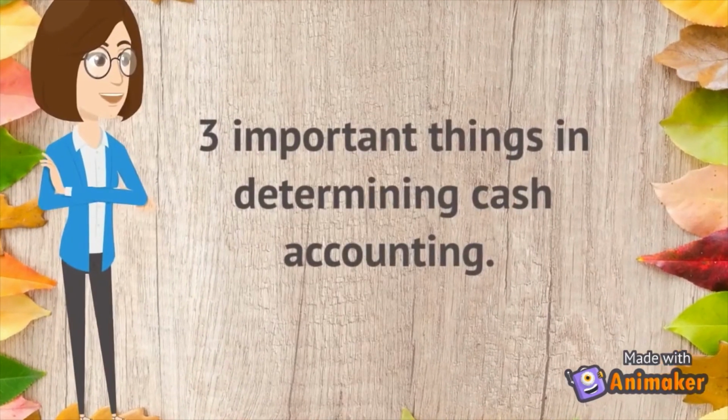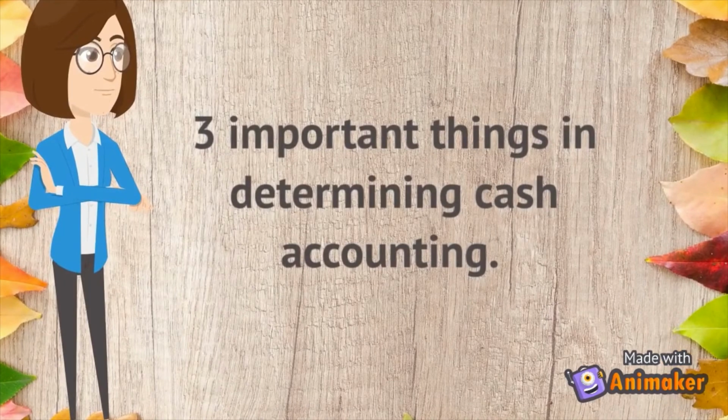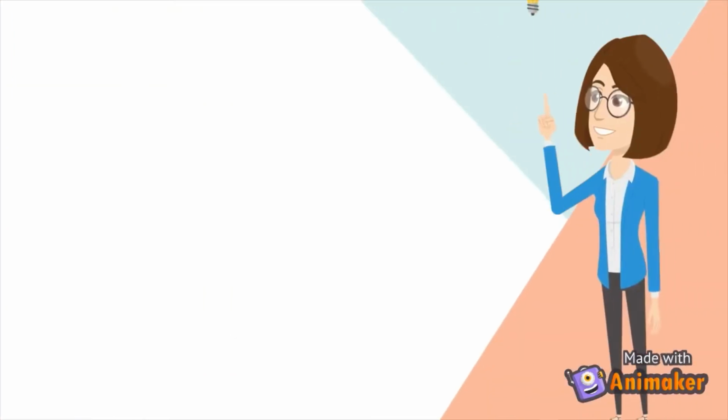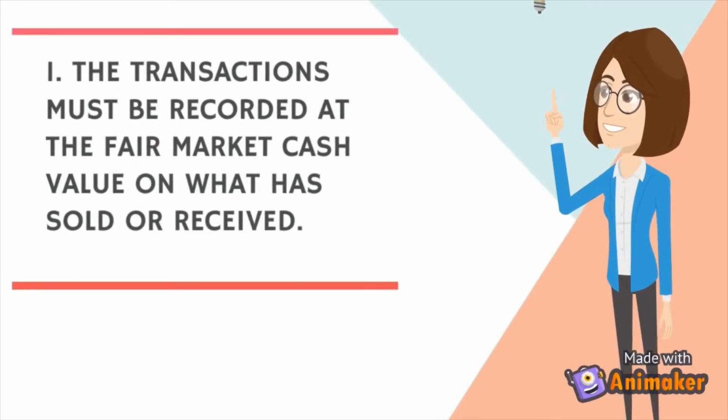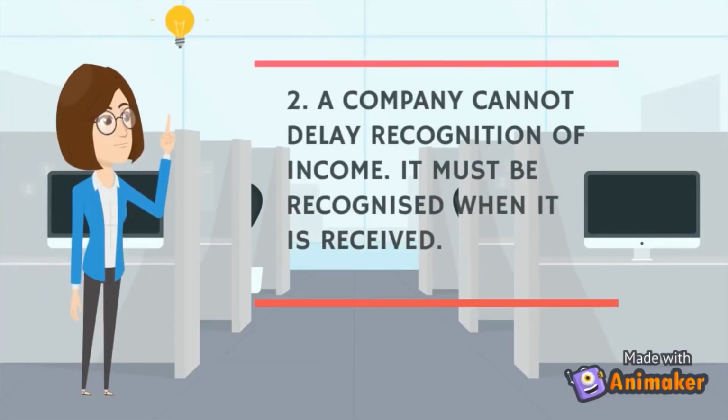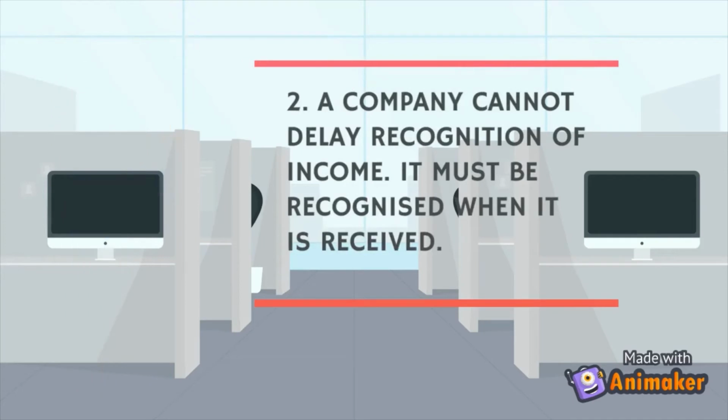Three important things in determining cash accounting. The transaction must be recorded at fair market cash value of what has been sold or received. A company cannot delay recognition of income. It must be recognized when it is received.